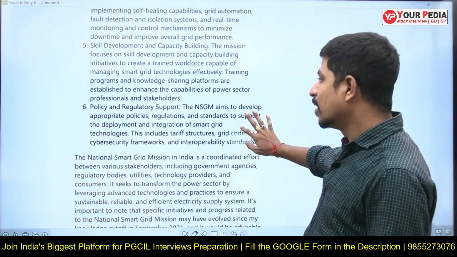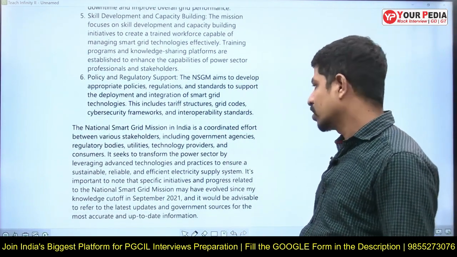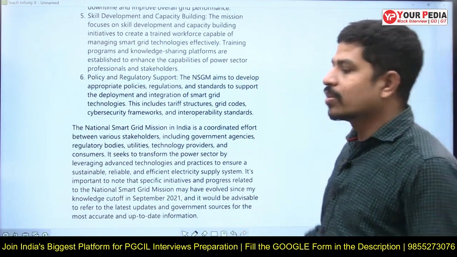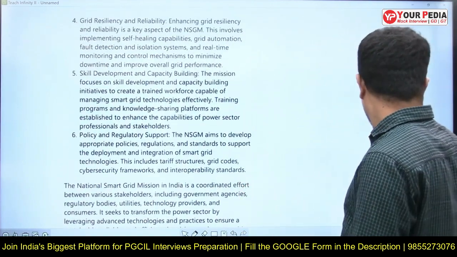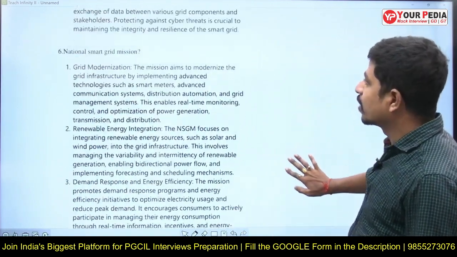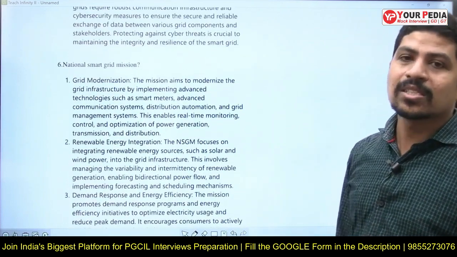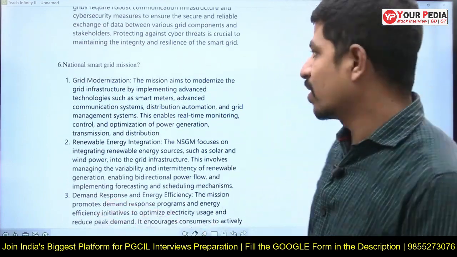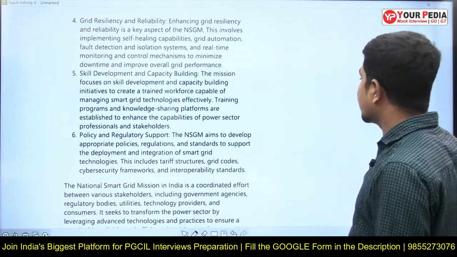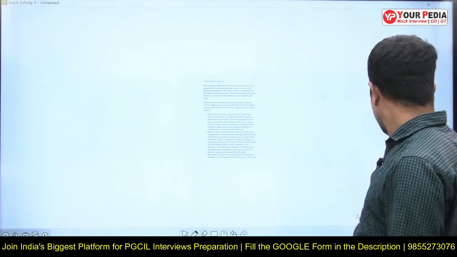Skill development and capacity building, policy and regulation support. These are the things which are required for a national smart grid, meaning the national smart grid is working for this. Let's go for the next question.